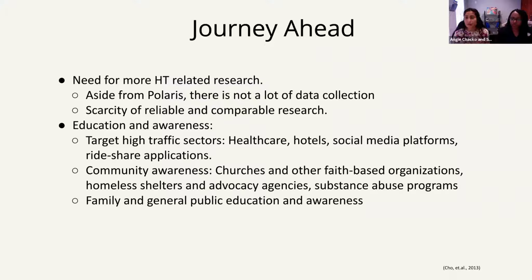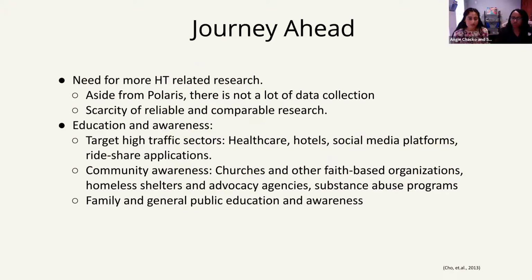As well as community awareness. Churches and other faith-based organizations are pretty big in wanting to help in this area. A lot of the tips to the hotline come from the public, from people who are engaged in these areas and know what to look for. So we continue educating these people, as well as homeless shelters, advocacy agencies, and substance abuse programs, because like we saw with our high risk victims, people who are homeless and people who are dependent on drugs are at higher risk for human trafficking. Educating people who volunteer and serve in these areas will help get these people connected. And then family and general public education.